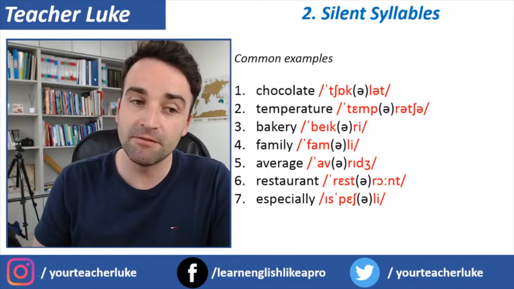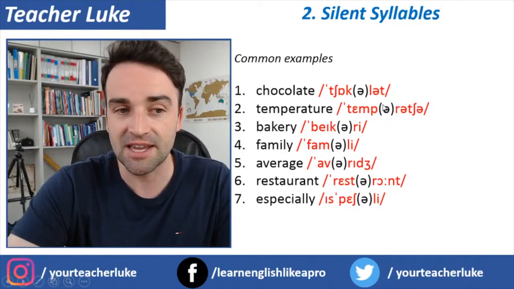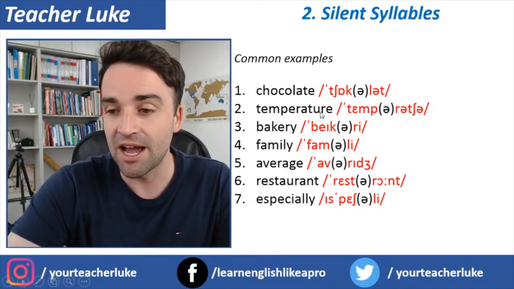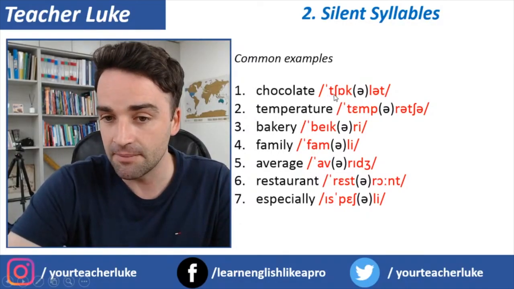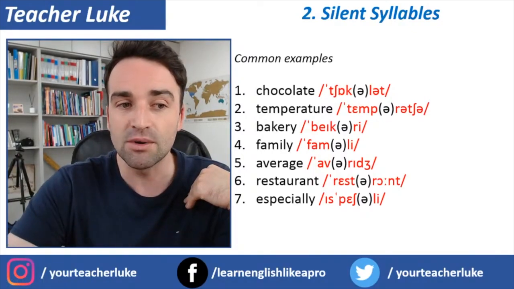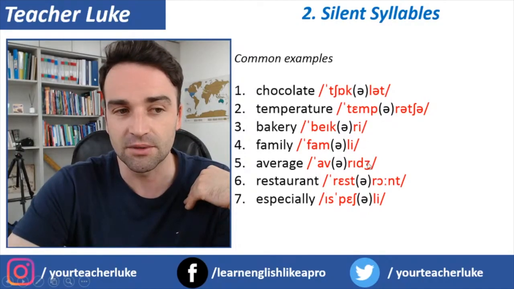But when we're speaking very quickly, we often remove this sound here. So this syllable becomes silent. That's why we call it a silent syllable. Now I'll say these words much quicker, and I want you to listen and then also repeat after me, without this extra sound here, without the schwa sound.